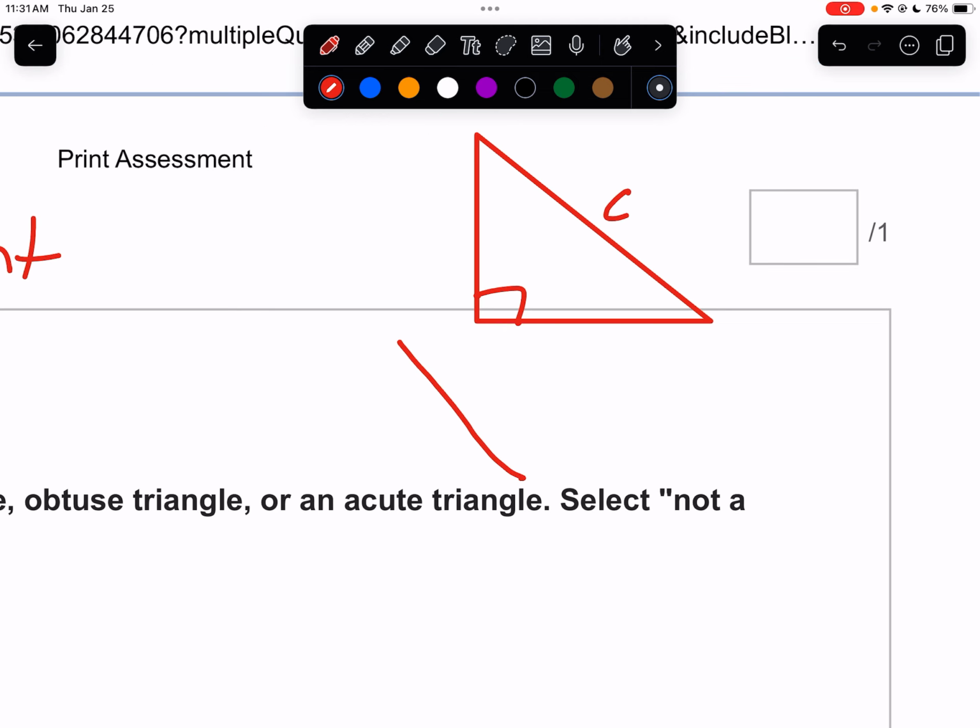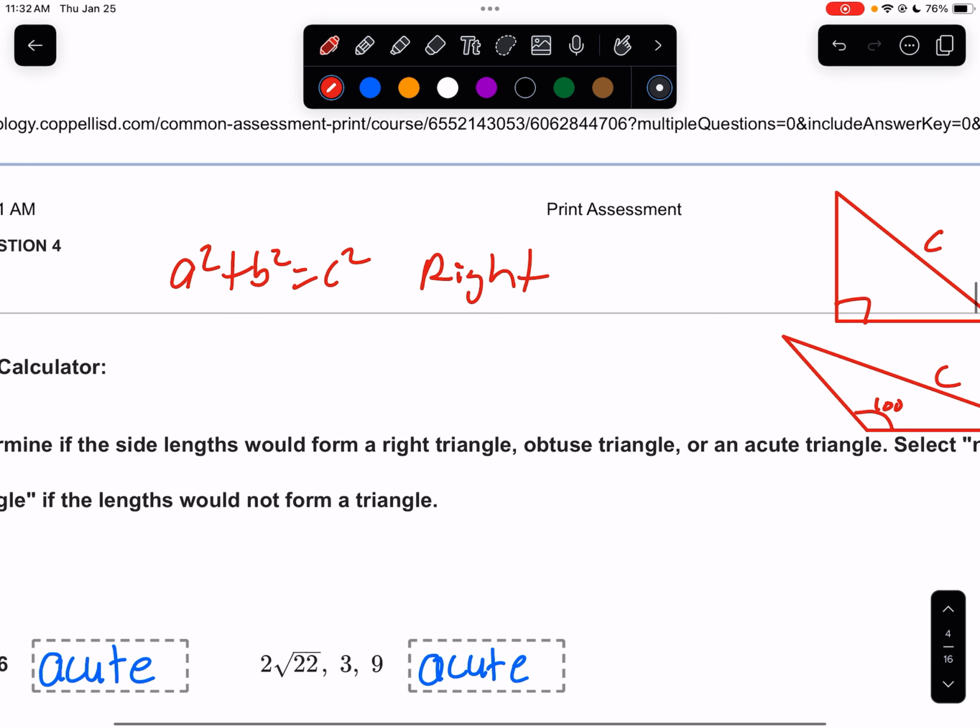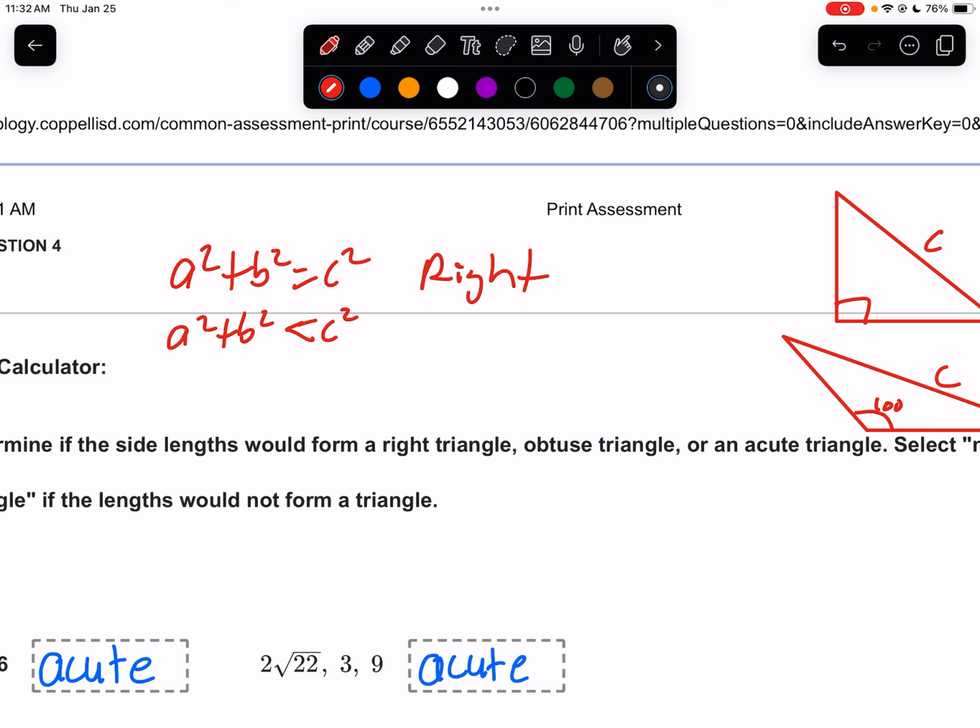What if that right angle got bigger? So let's say it's like 100 degrees now. What would happen to that hypotenuse, C? C would get longer. So what does that mean? If a squared plus b squared is smaller than c squared, if c squared got bigger, you know it's obtuse. And then the flip of that, if a squared plus b squared is bigger than c squared, it has to be acute. So these are the rules.